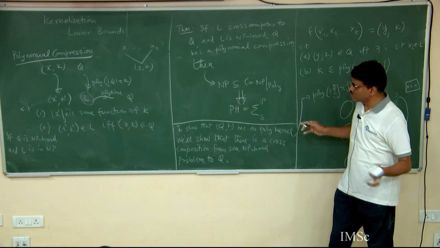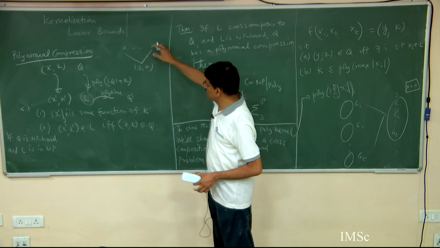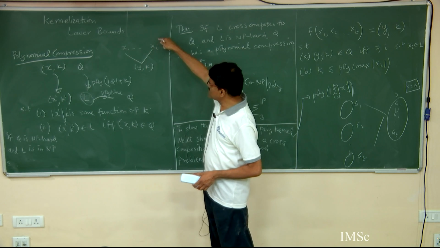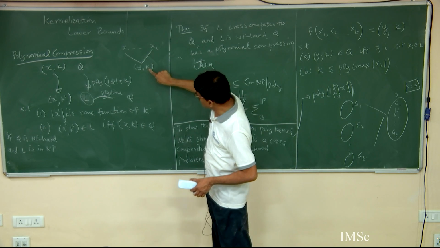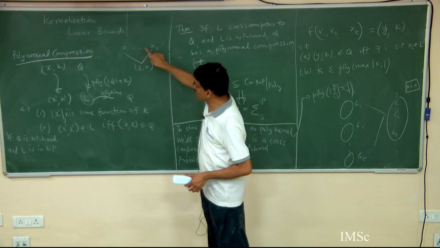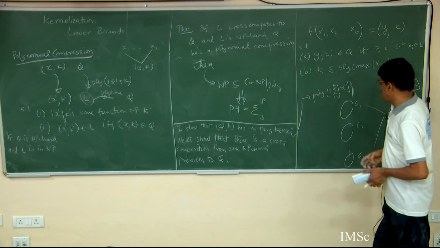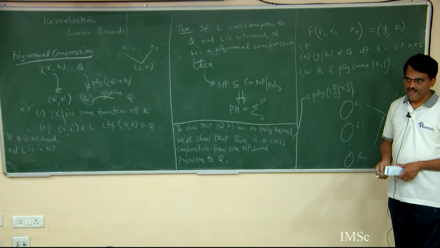And remember, what is cross composition? It takes t instances of some NP-hard problem and produces a string with this parameter, where this parameter is bounded by the max of this. So, let us get on with some examples.